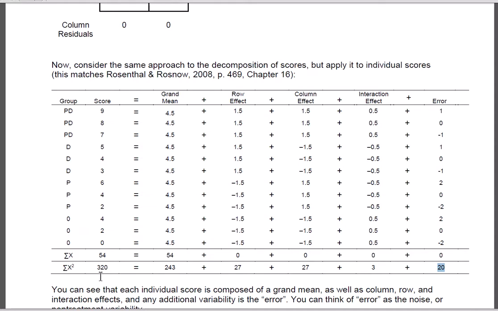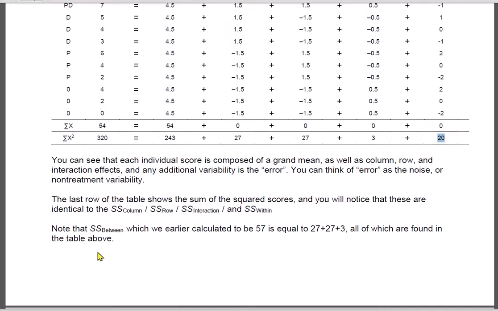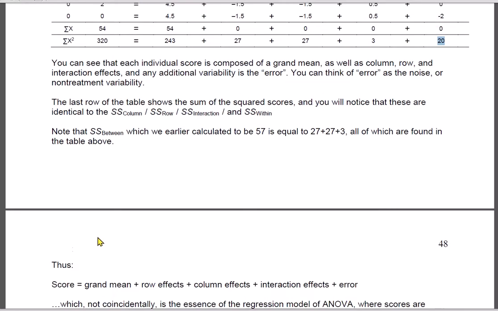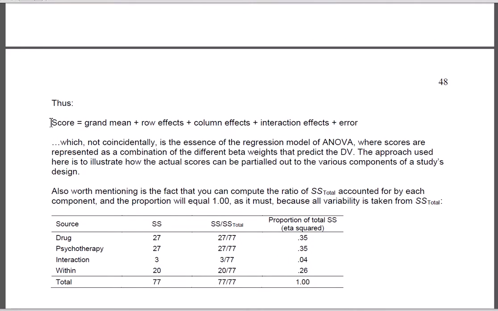And there's a very interesting and neat way in which they work together. It's a very clever arrangement. And you really have to hand it to Fisher, Ronald Fisher, who developed this method. It's very clever the way that these things work together. Okay, so now we can think of it this way: any individual score is equal to the grand mean plus the row effect plus the column effect plus the interaction effect plus error.